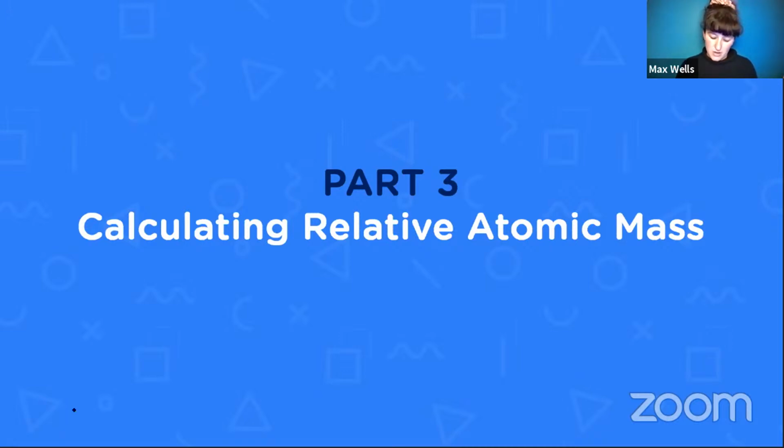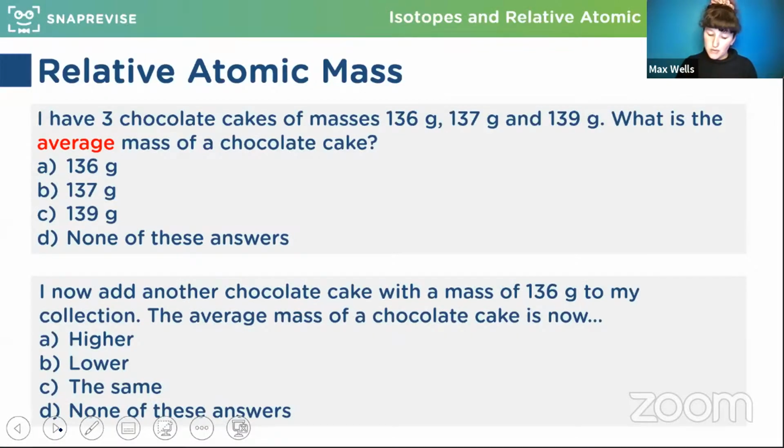So let's have a look then at an example. If you have 3 chocolate cakes of masses 136 grams, 137 grams, and 139 grams, what is the average mass of your chocolate cakes? I've got 3 chocolate cakes in front of me, 136, 137, 139. What is the average mass of a chocolate cake, do we think?